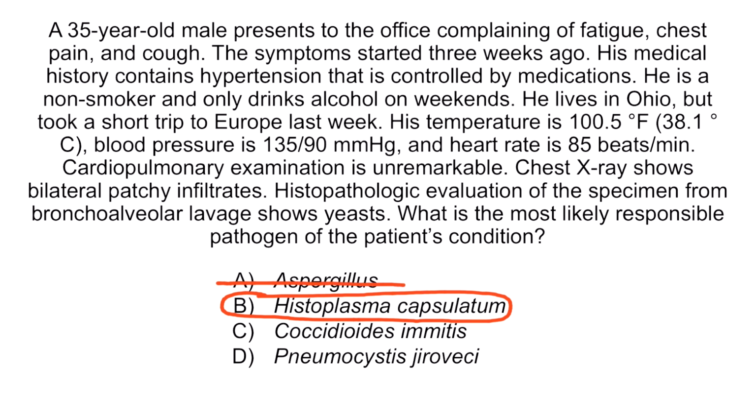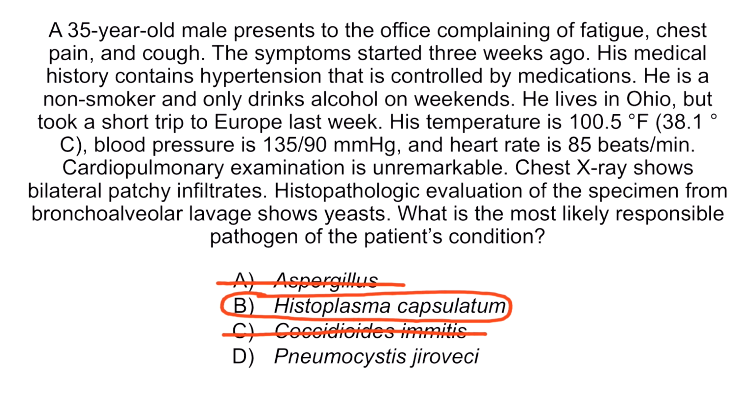Aspergillus causes invasive aspergillosis, which most commonly affects neutropenic patients. Nodular infiltrates can be seen on X-ray, but the histopathologic evaluation of the specimen would reveal hyphae, not yeast. And in our sample, we saw yeast. So A is incorrect. Now C is incorrect because Coccidioides immitis can cause valley fever, which would present with fever, chest pain, and dyspnea. So that could apply to our patient.